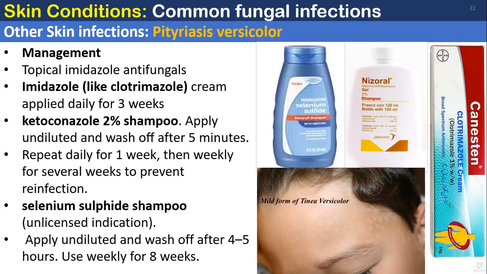maybe apply undiluted for 5 minutes on the skin and then washing out. The treatment should be repeated daily for 1 week, then weekly for several weeks to prevent reinfection. يعني هنا ايش راح نسوي؟ راح نستخدمها نخلي الشامبو يغسل به الجسم يومي مده 5 دقائق بعدين ينغسل. ورا اسبوع هنا ايش راح نسوي؟ نطبقها اسبوعيا لعده اسابيع حتى نمنع الرينفكشن.